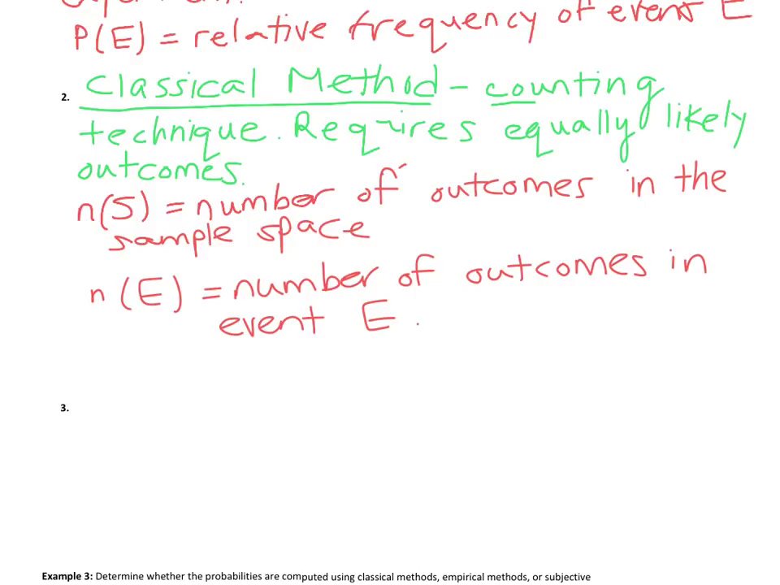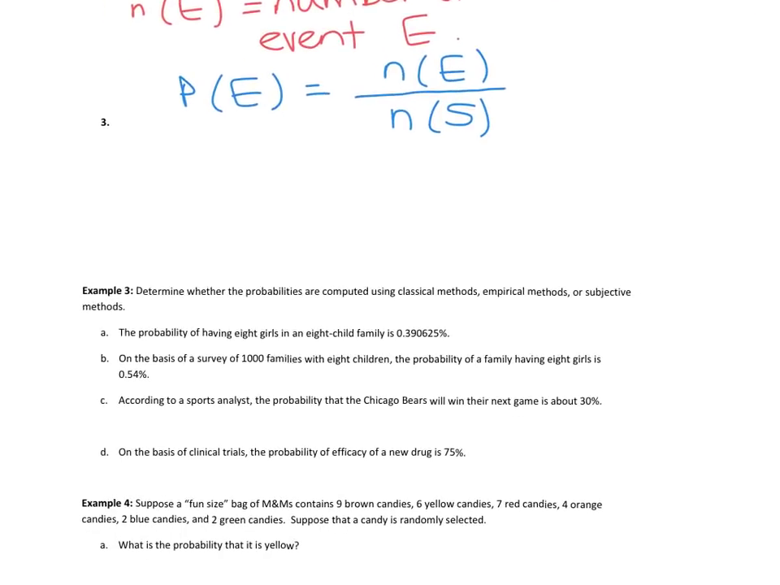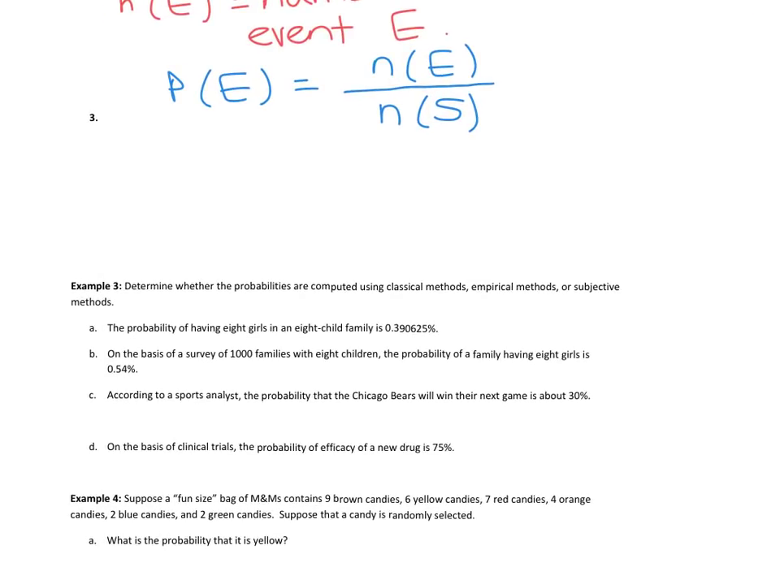Okay, and then the probability of E, how we're calculating probability with the classical method, we're going to count up the amount of outcomes in E and divide it by the number of outcomes in our sample space. This is the one we're going to be focusing on the most in this class. And then finally, the third one is the subjective method. And this is based on personal judgment because sometimes there's no other way to calculate the probability.